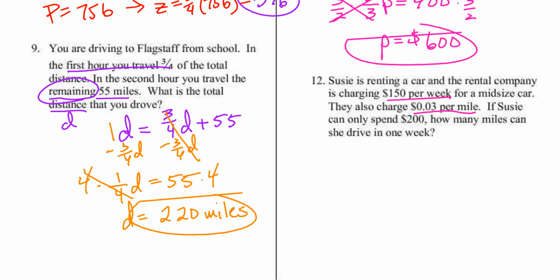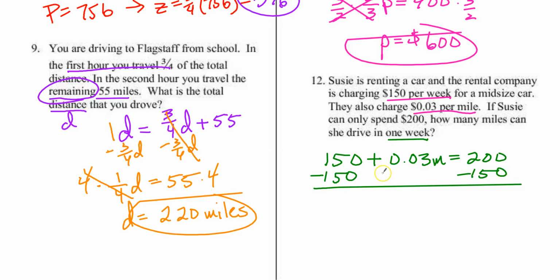So let's start with the first part of that sentence. She gets charged $150 for the week. So if she's only driving for 1 week, she's getting charged $150, plus she's getting charged an additional 3 cents for every mile she drives, and she can spend up to $200. So if we solve this, we get 0.03m is equal to 50. So she has to pay $50 in mileage, 3 cents a mile.